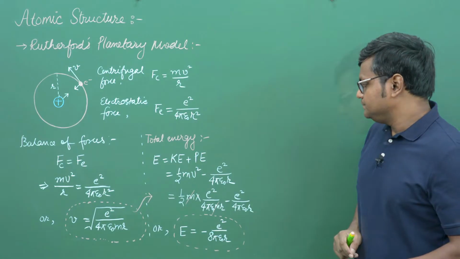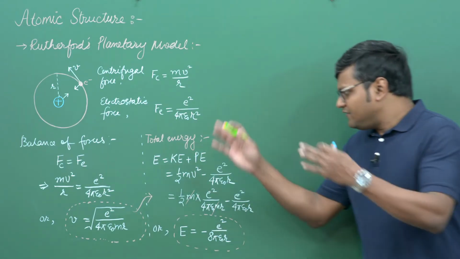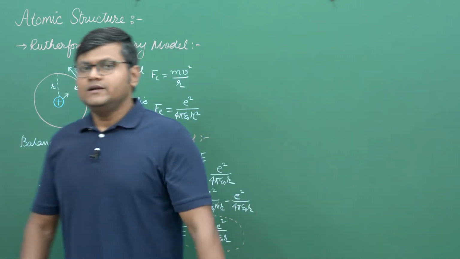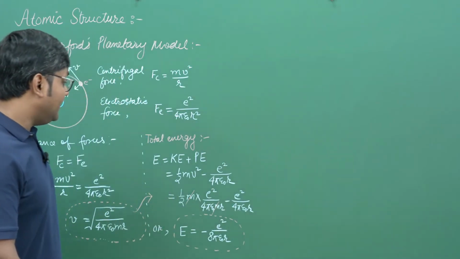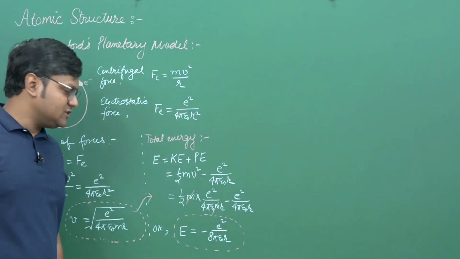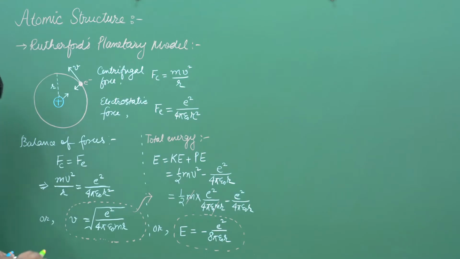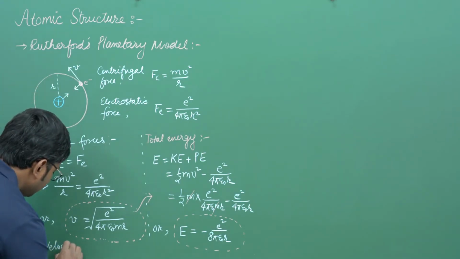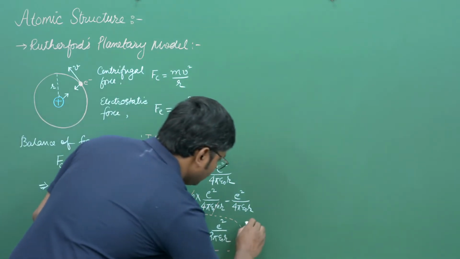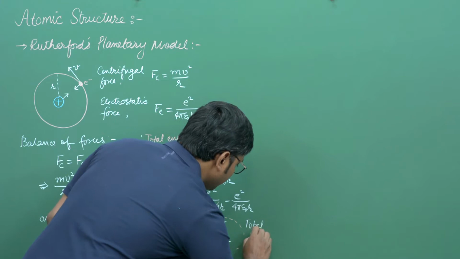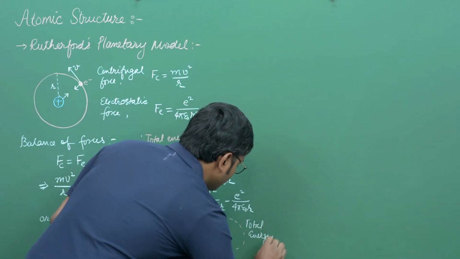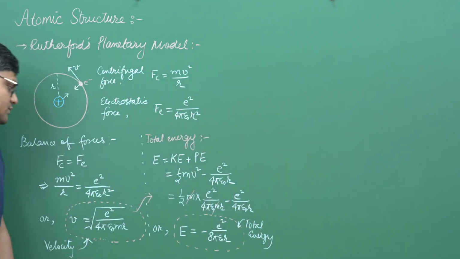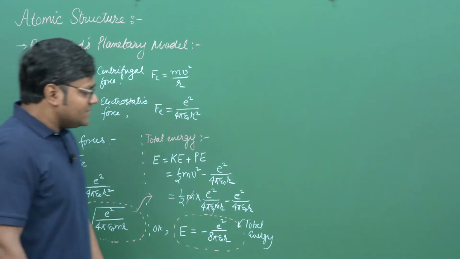However, this kind of a model that Rutherford provided was not really sufficient from a scientific perspective, and I'll come to that why. So first of all, this is the orbital velocity that we have obtained, and this is the total energy that we have written down here. Now, what were the problems related to this kind of a Rutherford model? The problem is quite simple.